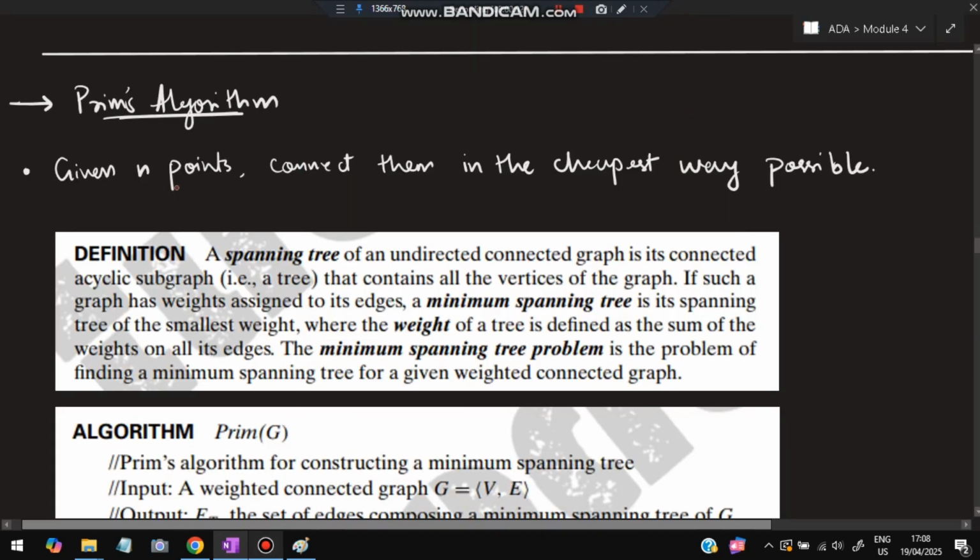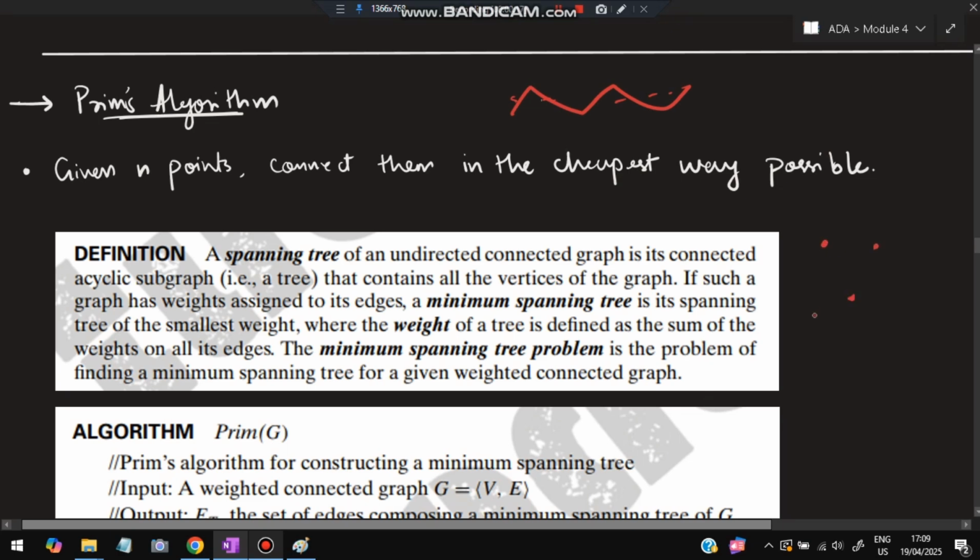The next algorithm is Prim's algorithm. So they have given endpoints. Connect them in the cheapest way possible. We need to connect the endpoints such that whatever the path distance between the endpoints is, that distance will be the cheapest.